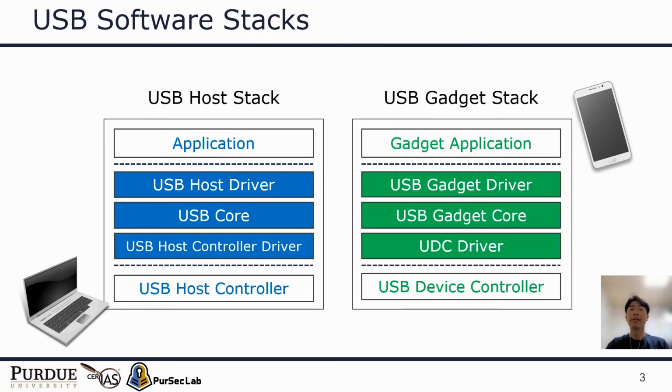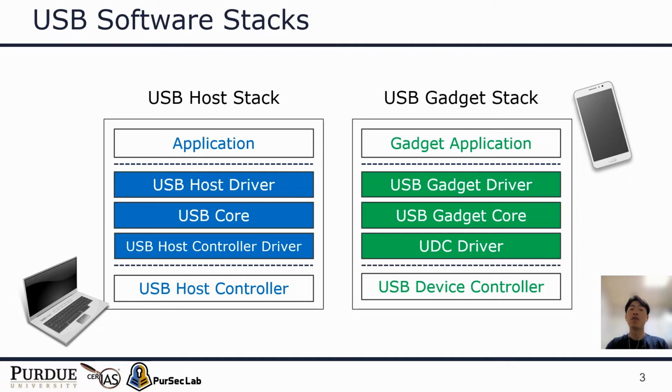In the USB host stack, there is a physical layer at the bottom called the USB host controller, which physically delivers USB data. Right above that, the corresponding host controller driver directly communicates with the controller. In the middle, USB core bridges between the higher and lower layers in the USB host stack. On top of that, there are multiple USB host drivers, and different host drivers provide different functions depending on what device is connected to the host. And there is an application layer at the top.